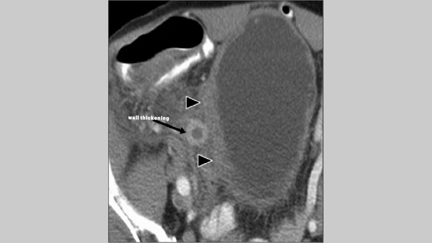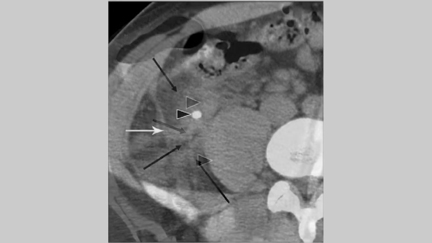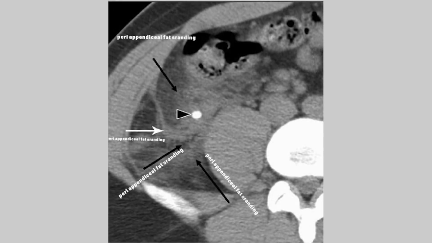Appendiceal wall thickening more than 2 mm is another feature which is observable here. The last feature is periappendiceal fat stranding, which means an abnormal increased attenuation in fat. And here we can see it. There is also an appendicolith here.